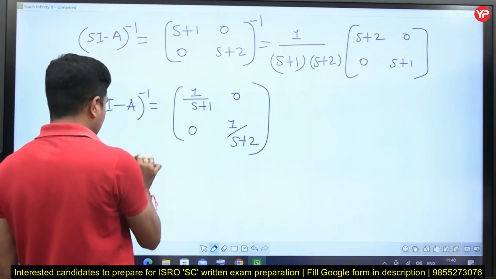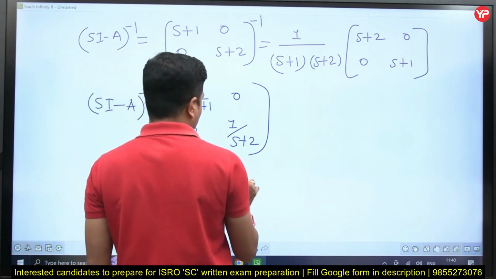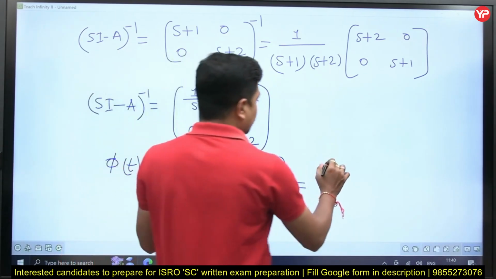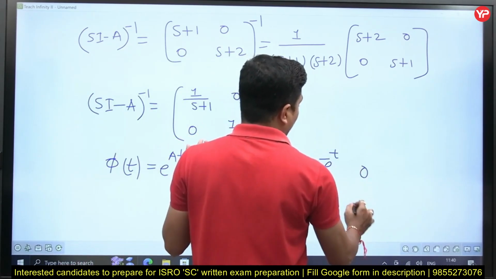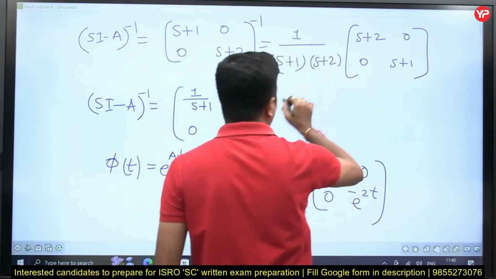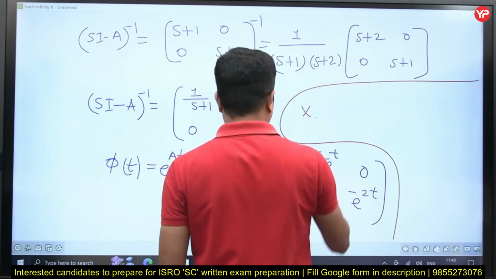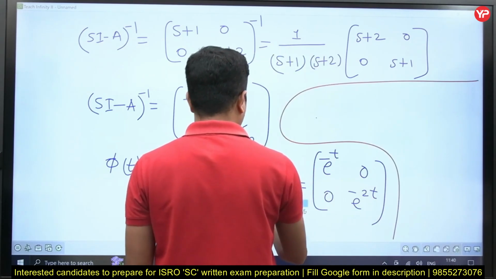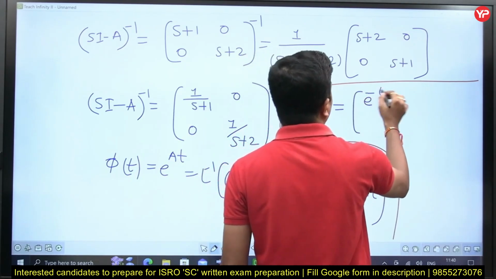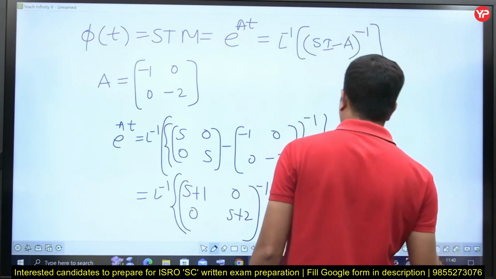Then phi of t is equal to e power At, the inverse Laplace of this (sI minus A) whole inverse. If you apply the inverse Laplace transform, you are going to get [e power minus t, 0; 0, e power minus 2t]. Now observe, I am going to write the answer. So x of t is equal to e power At, that is [e power minus t, 0; 0, e power minus 2t], times x of 0. How much is x of 0?